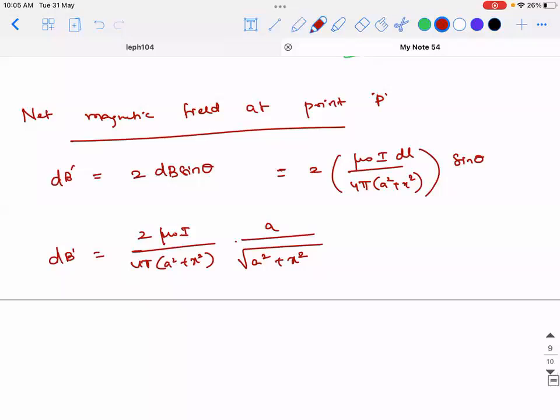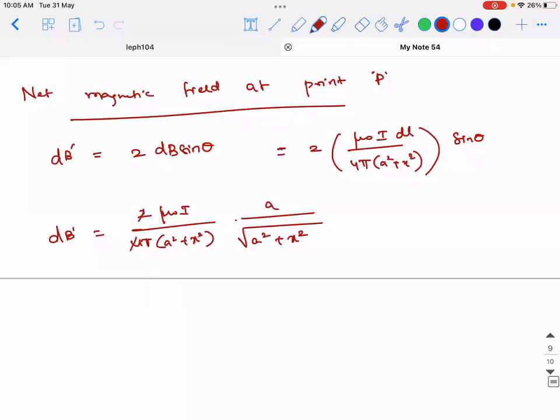So dB dash is this value. So cancel this and this. So dB dash will be equal to mu naught I into a divided by 2 pi into a square plus x square the whole power 3 by 2 times dl. Accepted.